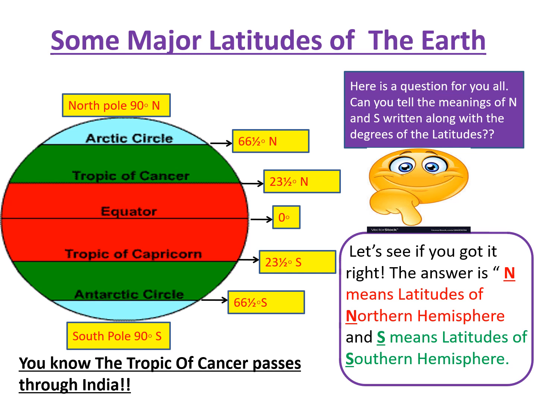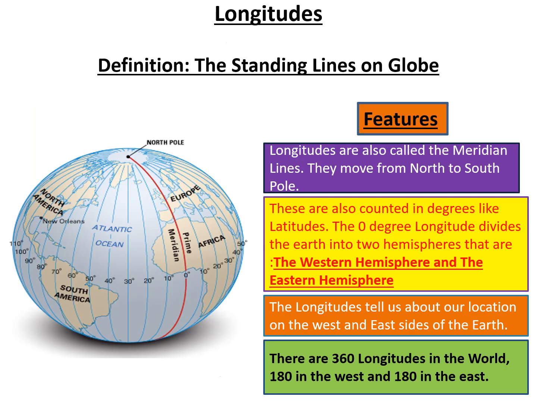Now, can you tell the meaning of N and S written along with the degrees of the latitude? Let's see if you got it right. Okay? The answer is N means latitudes of northern hemisphere and S means latitudes of southern hemisphere. So 23.5 degree N means 23.5 degree north and 23.5 degree S means 23.5 degree south. You know, the Tropic of Cancer passes through India. Isn't it interesting? Now comes the longitudes, meaning the standing line on the globe.